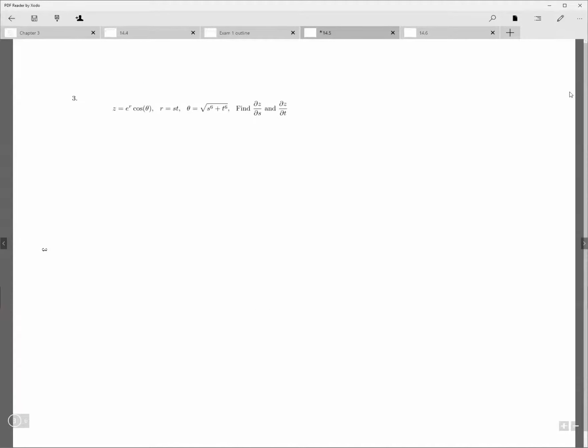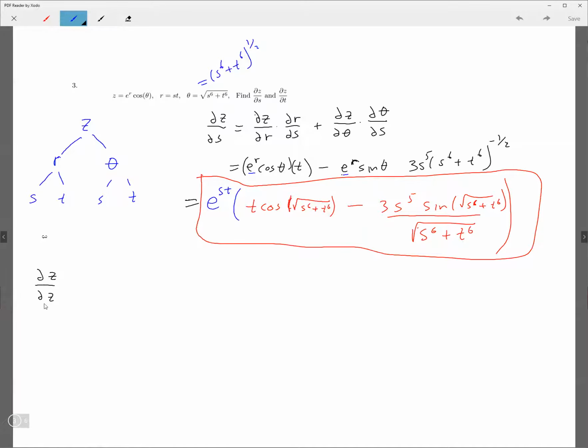Okay, so let me show you another way you could do this. Right here, you have z equals e to the r cosine theta. You could also say that's e to the st. So instead of having an r there, you could just write st. And instead of cosine theta, since we're going to be taking derivatives, I would write cosine of s to the 6 plus t to the 6 to the 1/2 power. So write z like that.